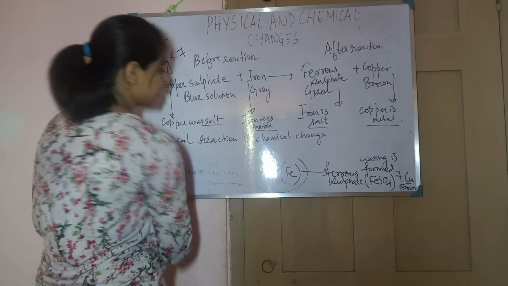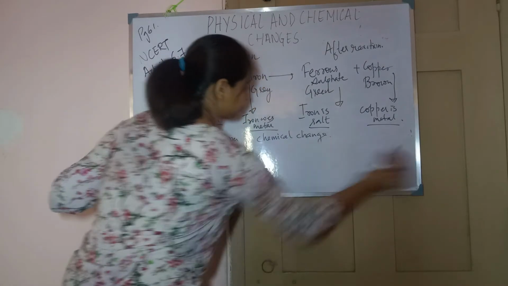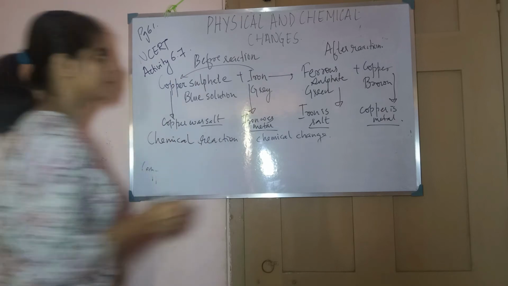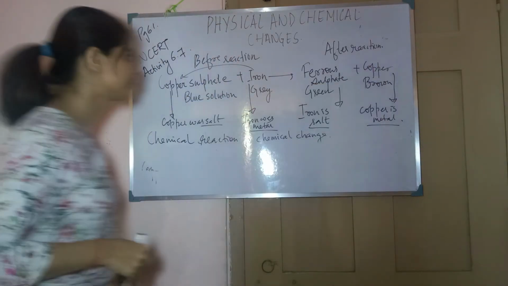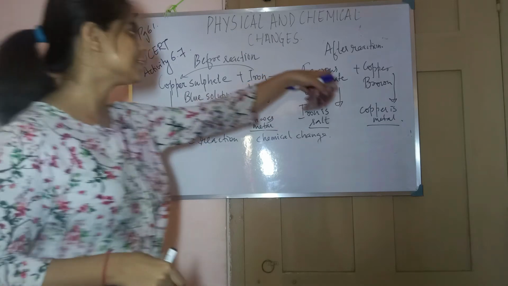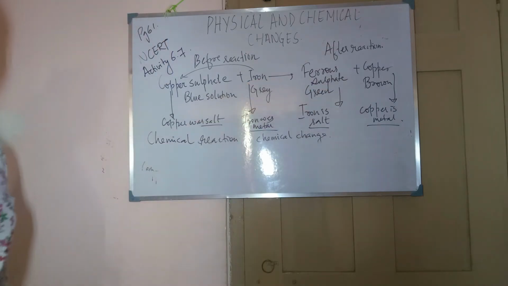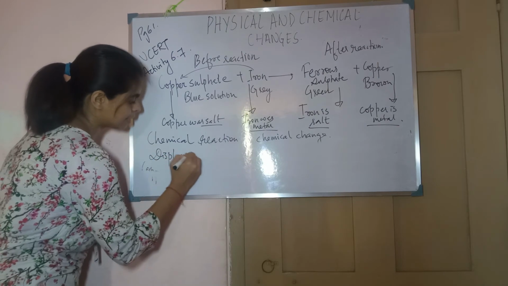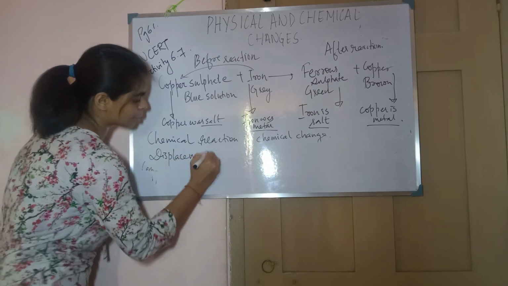Here you can see that iron is displacing the copper, removing the copper from the sulfate and itself getting placed over there. This kind of reaction is a displacement reaction. This is a displacement reaction.